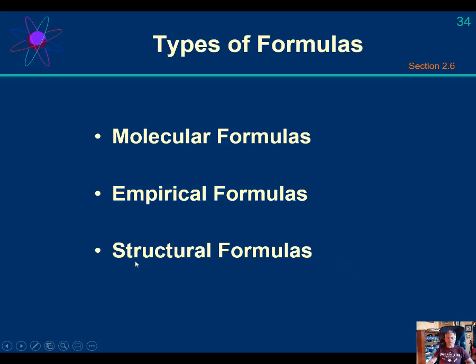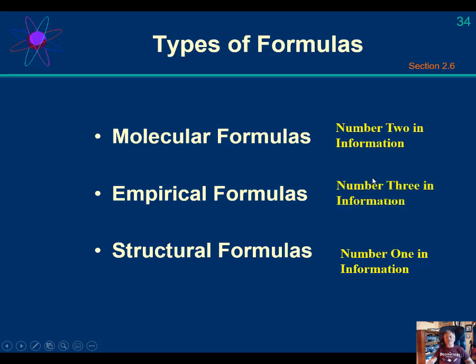And then you have structural formulas. This is the formula that's going to give you the most information, and it's the hardest to determine. It takes the most work and the most instrumentation to figure out what the structural formula for a substance is. All right, so number one in information, structural formula, and the hardest to determine. Number two in information, a molecular formula, not too hard to get out of an experiment. But it does give you more information than the empirical formula.